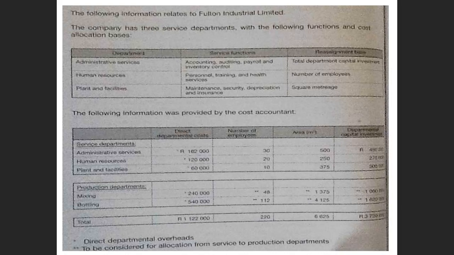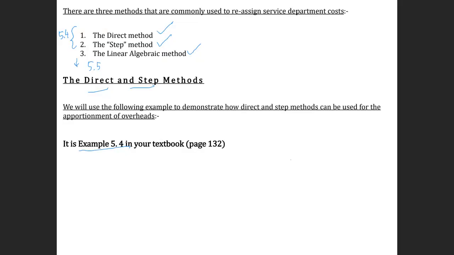Okay, there we go. So it says to you that the following information relates to Fulton Industrial Limited, and the company has three service departments. This is very important, with the following functions and cost allocation bases. Now, remember the idea before we even continue with this example. The idea is that you are going to have service departments and production departments.